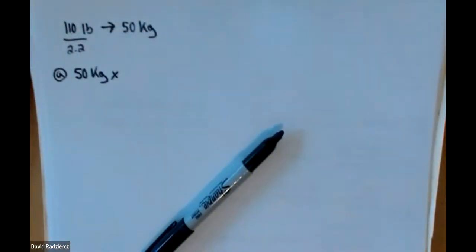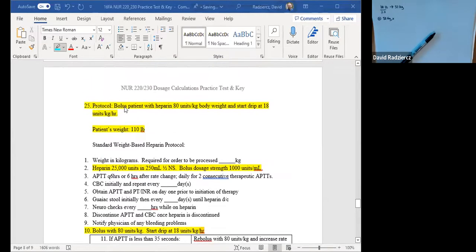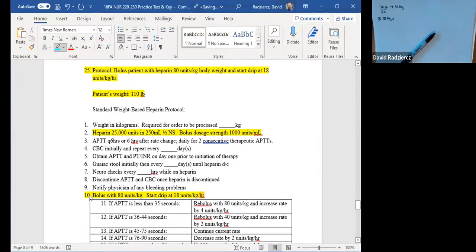So for part A, I'm going to calculate my bolus. I have a 50 kilogram patient, and in order to calculate the bolus, I need to know a piece of information. That piece of information is found either at the beginning of the protocol where it says bolus the patient with heparin 80 units per kilogram body weight, or in step 10 of the protocol, which says bolus with 80 units per kilogram. Start the drip at 18 units per kilogram per hour.